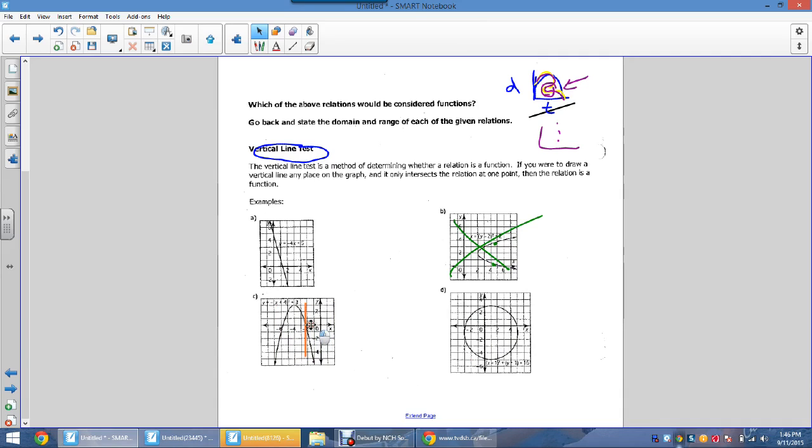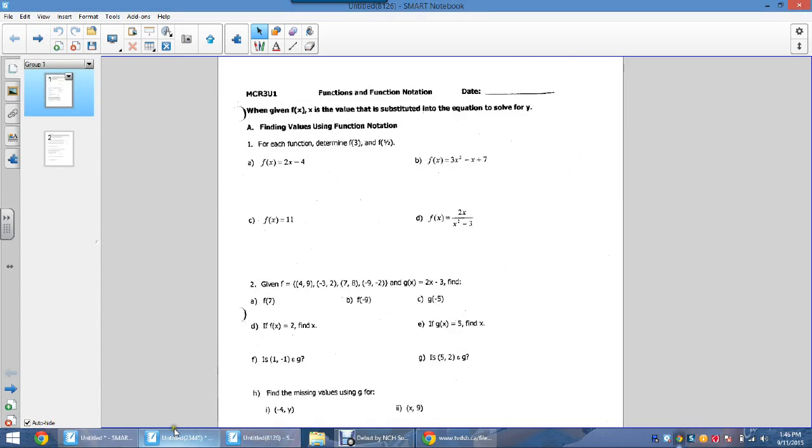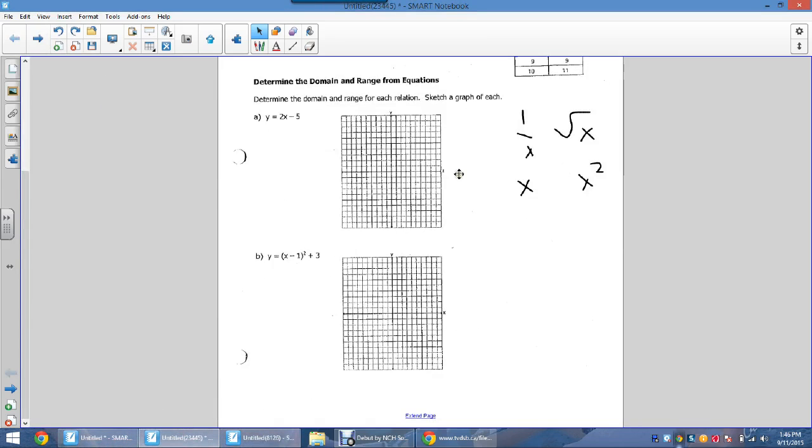When I graph it, do I have 2 points or 2 sections of my graph that are on top of each other? If so, not a function, and it fails the vertical line test. Okay, so that's all about functions. The only thing I want to do, that's tomorrow's note, sorry, is just do some quick sketches of things and then figure out if they're functions or not.